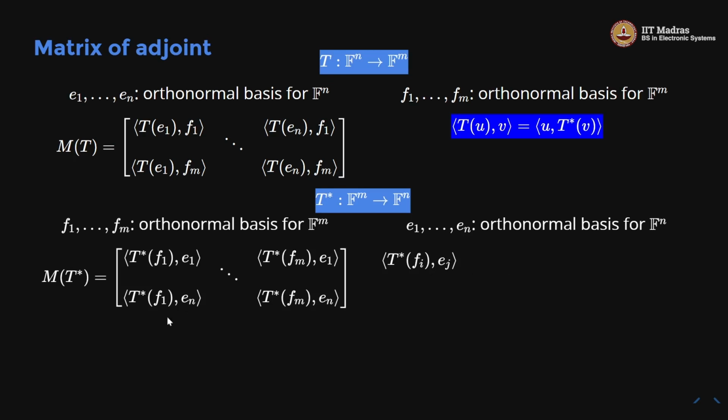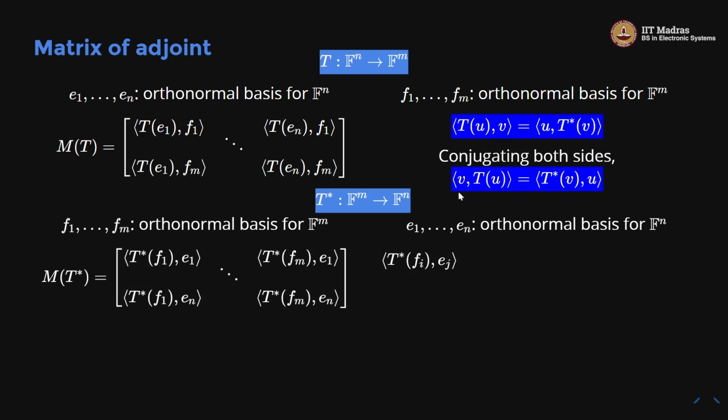What is the ith column, jth row in this matrix? T star of Fi, Ej, right? So this entry. Now I'm going to use this one, but this seems to have a little bit of a reverse. It's not U, T star of V, it is T star of V, U. But that's not a bother because I can conjugate both sides. If I conjugate both sides, you see that this relationship is the same as V, T of U, okay?